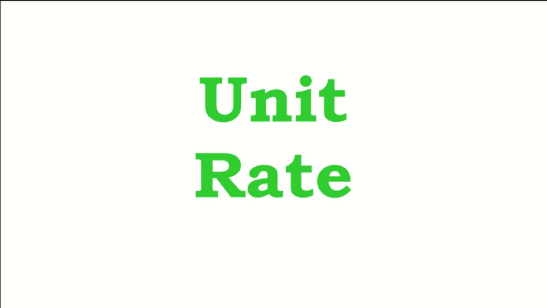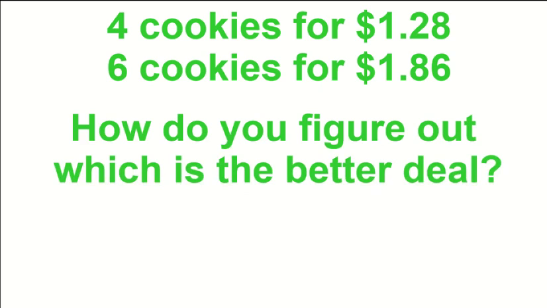Today we're looking at what is called a unit rate, okay? It's just a different type of ratio, basically. What it's used for is something like this. If we got 4 cookies for $1.28, 6 cookies for $1.86, we need to figure out which one's the better deal.